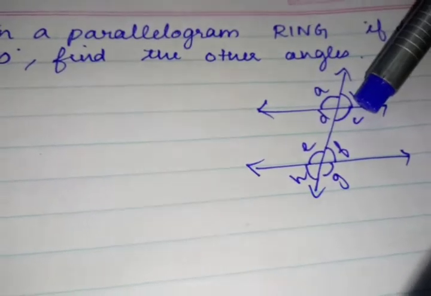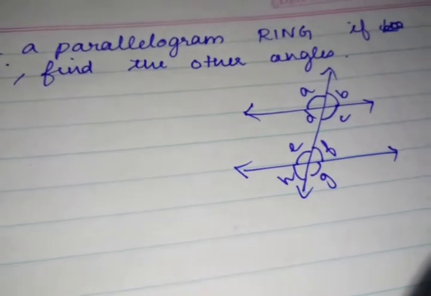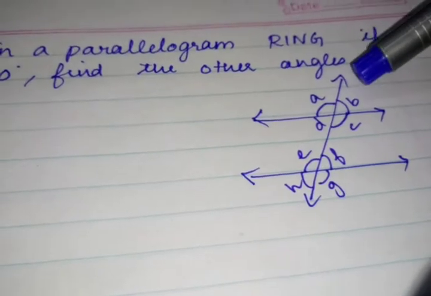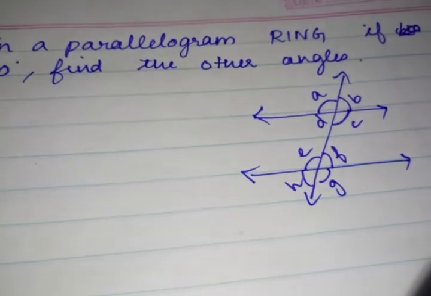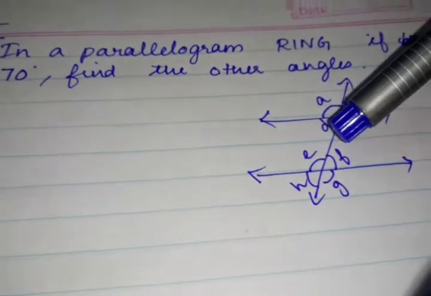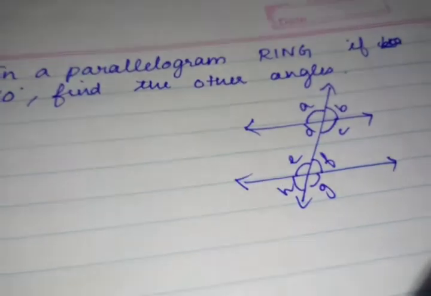Yes. Here A and C are vertically opposite angles. Yes, angle A and C are vertically opposite angles. B and D are vertically opposite angles. E and G are vertically opposite angles. F and H are vertically opposite angles.